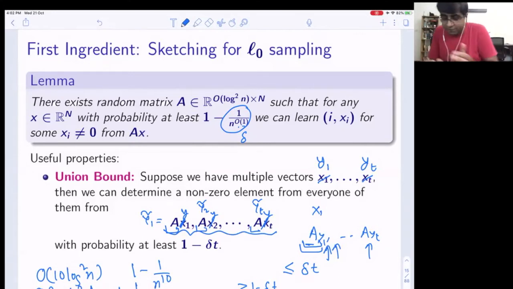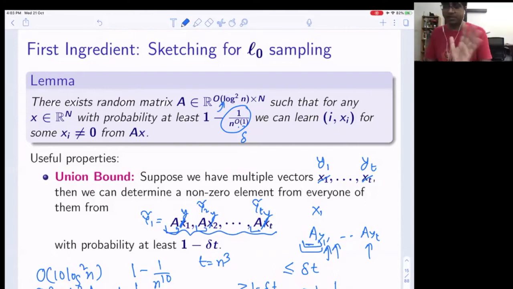Now if I wanted to sketch several vectors simultaneously with A, suppose T was n cubed, and I wanted to succeed with good probability, then maybe I should take 20 log squared n. Then I will succeed with probability 1 minus 1 over n to the power 17. This is what I mean by union bound. Based on how many vectors you want to simultaneously find this non-zero coordinate for, you choose the constant in log squared n accordingly.